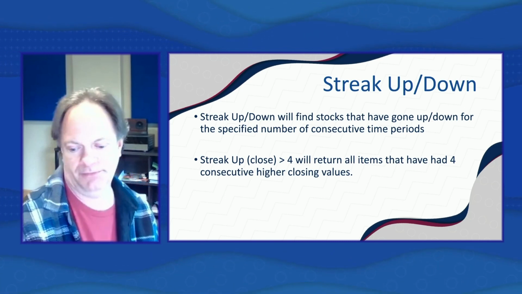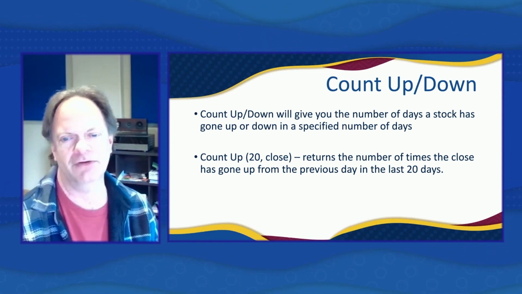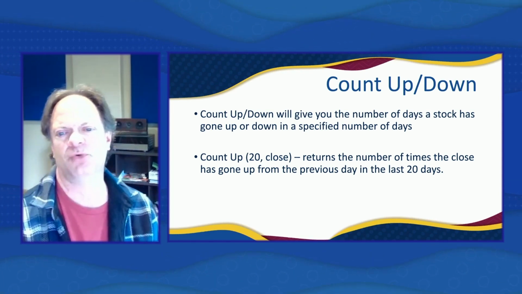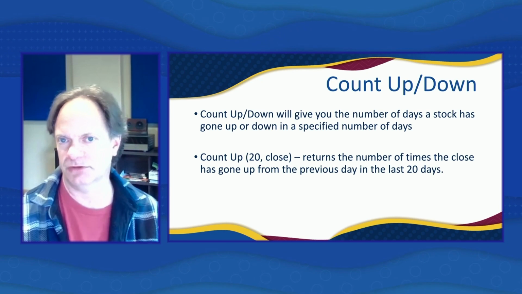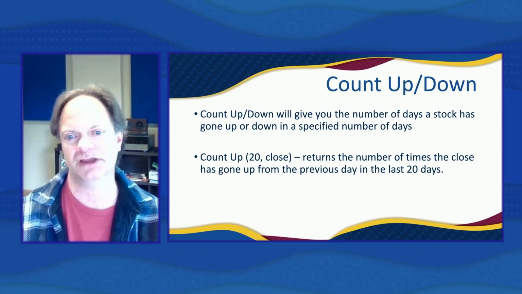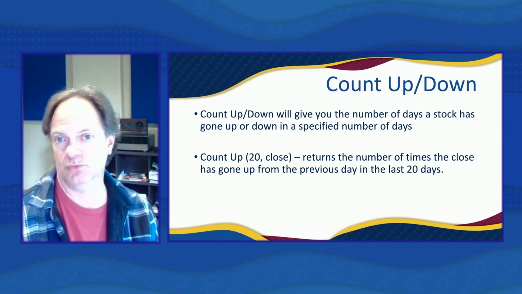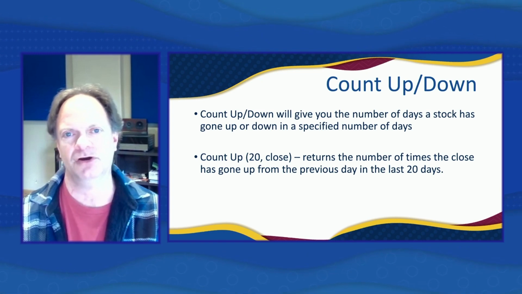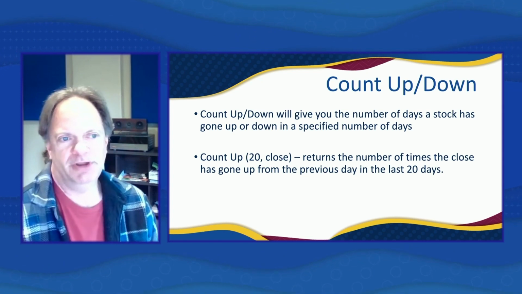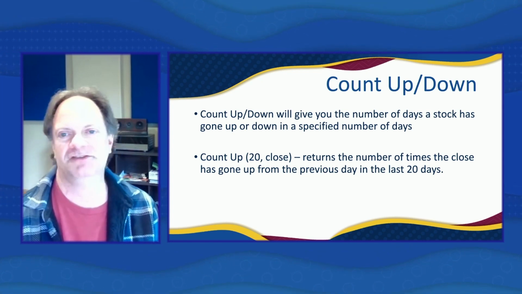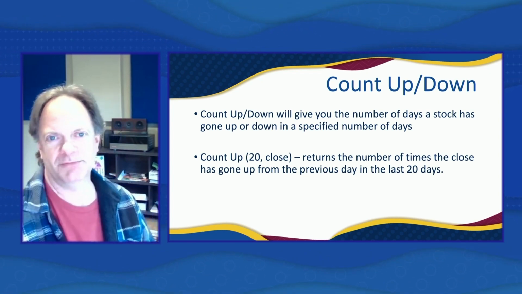And then finally, count up, count down is very similar to the streak up and streak down. What you can see there, it says we've got count up 20 close. So what we do in this one is we give it a number of time periods that we want it to look across, again, days, weeks, or months in the scan engine, and the value we want to look at, and we'll return the number of days or weeks or symbols that this has gone up during a certain time period. So we can say, okay, over the last 20 days, show me everything that's gone up or down 6 days or 9 days or 12. And that gives us a little more leeway than the streak up, streak down.